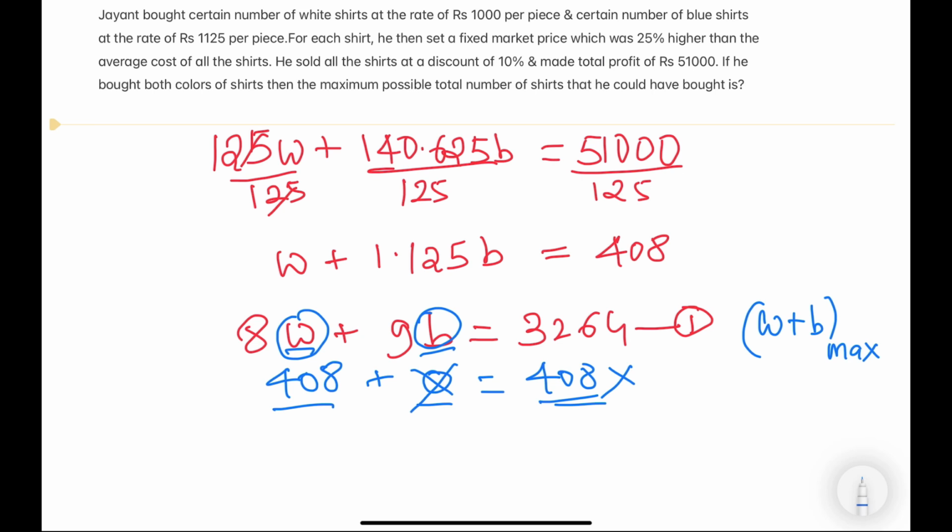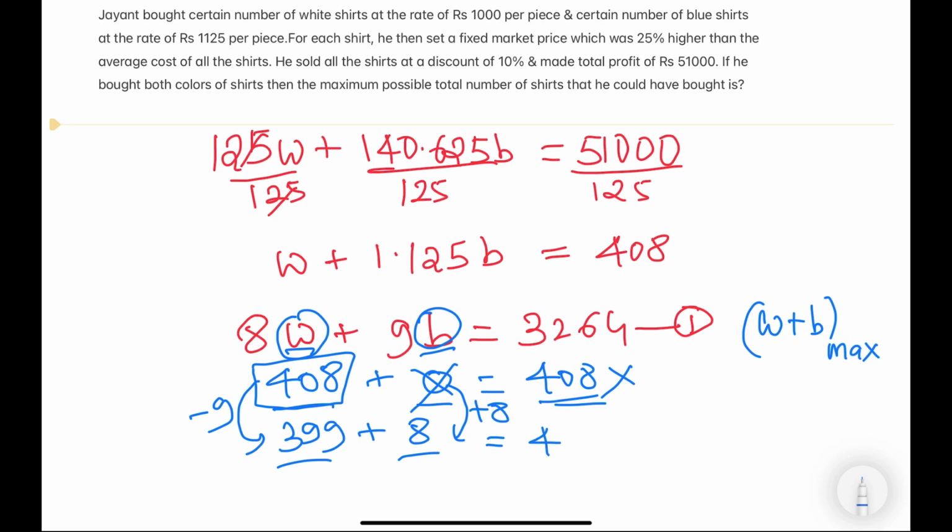So as you've seen in special equations, now this value will decrease by 9, the coefficient of B, and this value will increase by 8, the coefficient of W. So 408 minus 9 is 399, and 0 plus 8 is nothing but 8. The sum of W and B in this case is 399 and 8, that is 407. If you further go subsequently, this will further decrease by 9 and become 390. This will further increase by 8 and become 16. So now the sum would become 406. The sum would further go on decreasing.